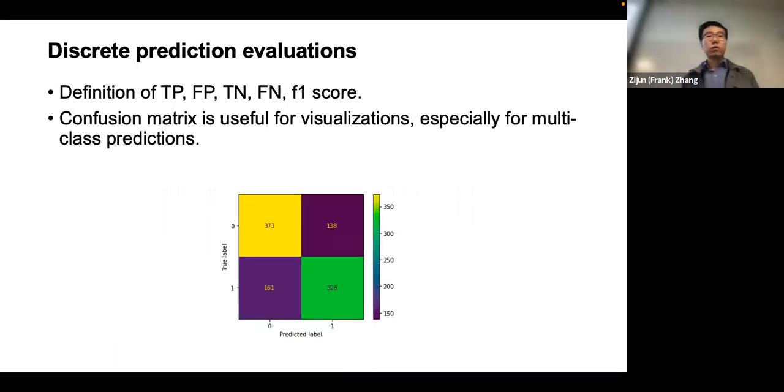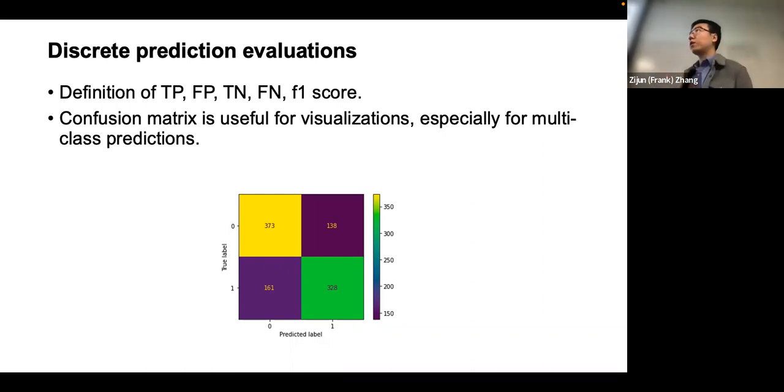So for this discrete prediction evaluation, most of the time we cut off the prediction at 0.5, right? Anything larger than 50% becomes one. Anything lower than 50% becomes zero. Then we can define the true positive rate, false positive rate, true negative rate, false negative rate, or a balanced accuracy such as the F1 score. I'm omitting all those definitions because you can find all of that on Wikipedia or any good resources out there. But here I'm going to emphasize one particularly good visualization, which is the confusion matrix. This is especially useful when you have multiple classes.